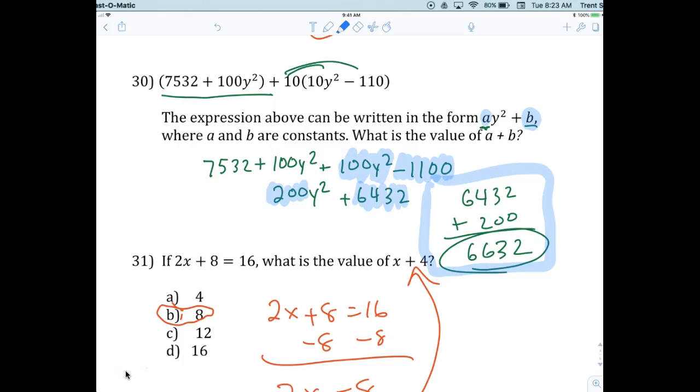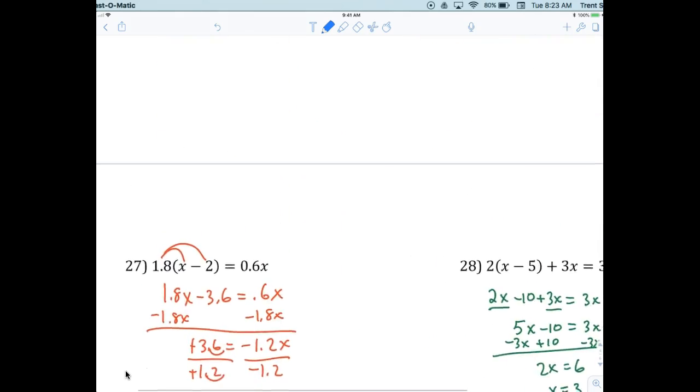If you got to this answer right here, if you got to the 200y squared plus 6432, you're in great shape. You've got no complaints. You just didn't finish the problem. All right? Anybody else? Tell me. I have question number 26. All right, let's look at 26 real quick.